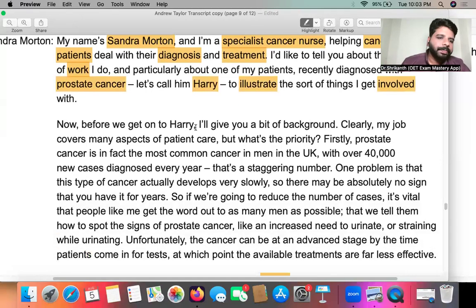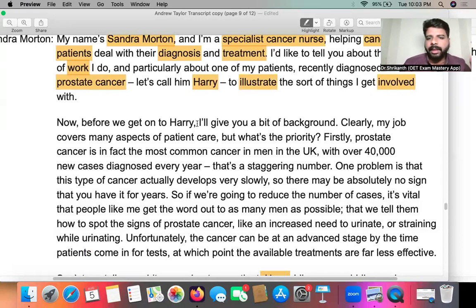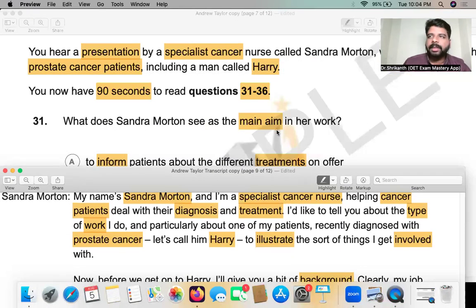So let's keep listening. Now, before we get on to Harry, I'll give you a bit of background. Now, see, now she is going to talk about the history. Background means background information, history information, right? Now she's going to talk about a little bit of history. So clearly, my job covers many aspects of patient care. So she's saying her job covers so many different parts of patient care. But what is the priority? Now, see this word over here. This word is when you should become alert, because what does priority mean? Priority basically means the main aim. Okay, so the main intention or the main thing is what we call priority.